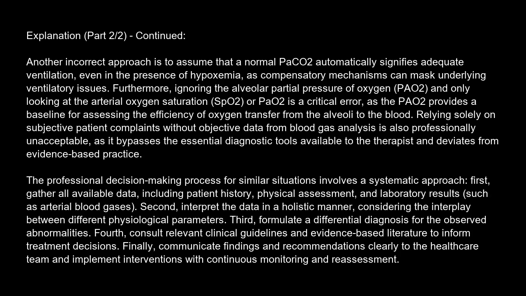The professional decision-making process for similar situations involves a systematic approach. First, gather all available data, including patient history, physical assessment, and laboratory results, such as arterial blood gases. Second, interpret the data in a holistic manner, considering the interplay between different physiological parameters. Third, formulate a differential diagnosis for the observed abnormalities. Fourth, consult relevant clinical guidelines and evidence-based literature to inform treatment decisions.